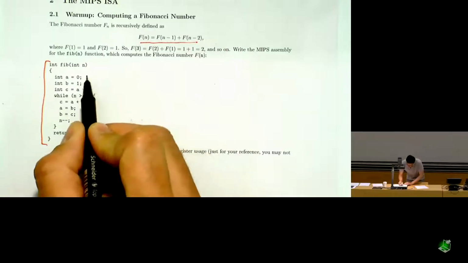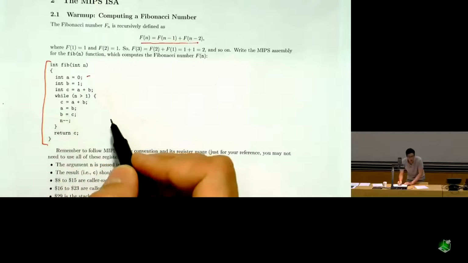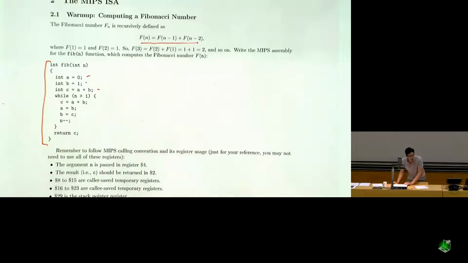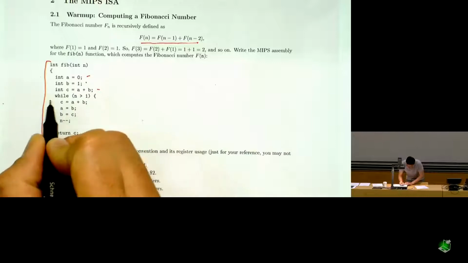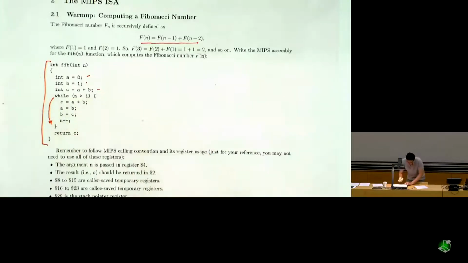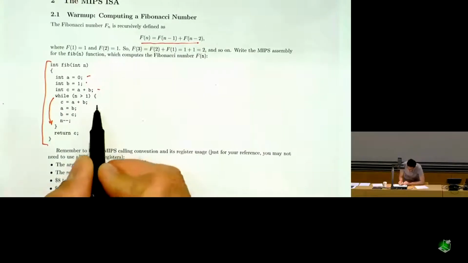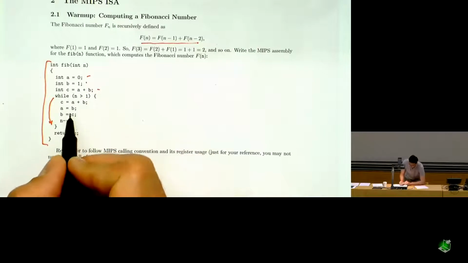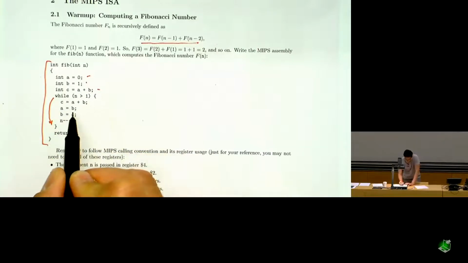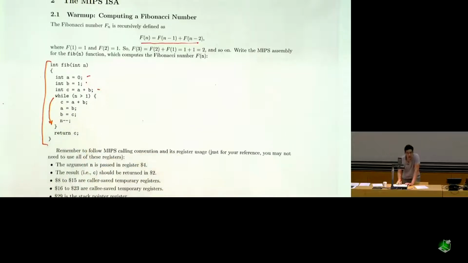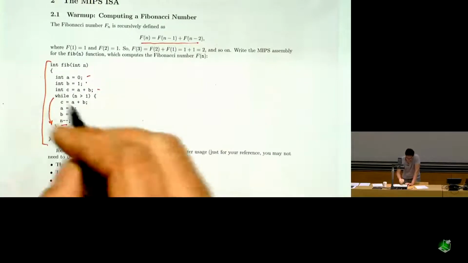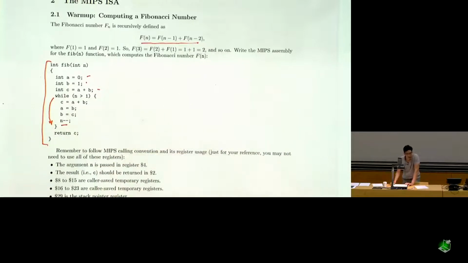So as you can see, we have 3 variables. A is originally equal to 0, B is equal to 1, and C is equal to A plus B. And then we get into this while loop that will be repeated n-1 times. In the loop body, we first compute A plus B and store the result in C, and then we store B in A and C in B. Finally, we decrement this counter n, and we repeat the loop while n is greater than 1.